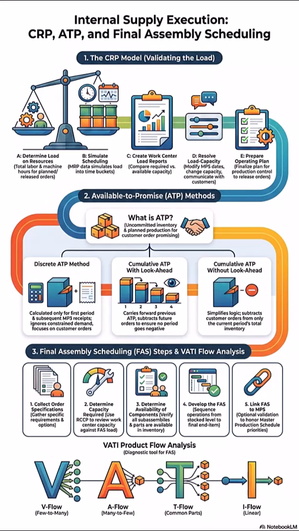Double counting. Okay, explain that. So think about it. If you subtract your forecast from your available inventory, and then you also subtract the actual customer orders as they come in, you're penalizing your inventory twice for the exact same demand. Ah, I see.